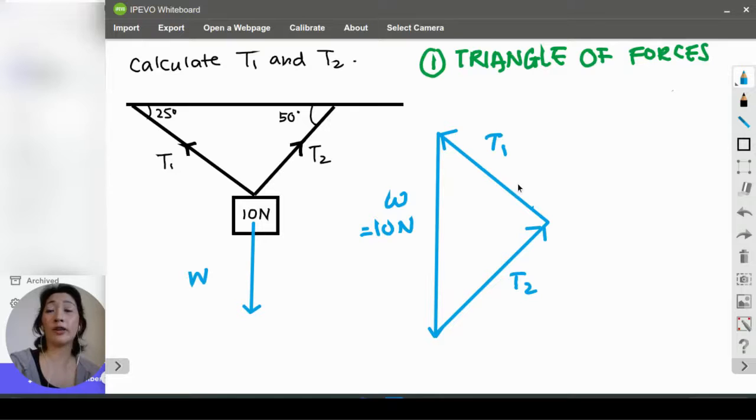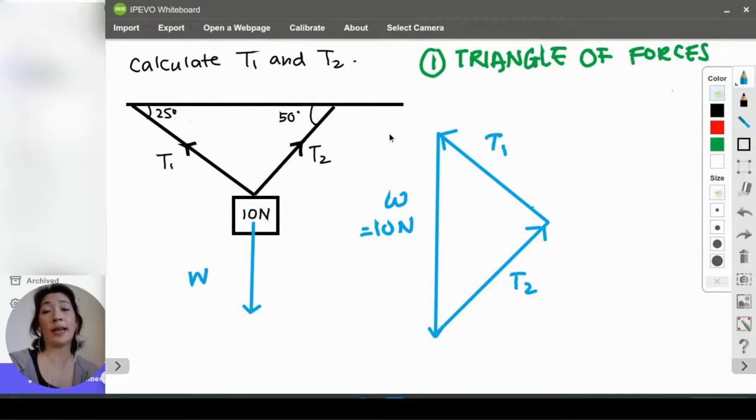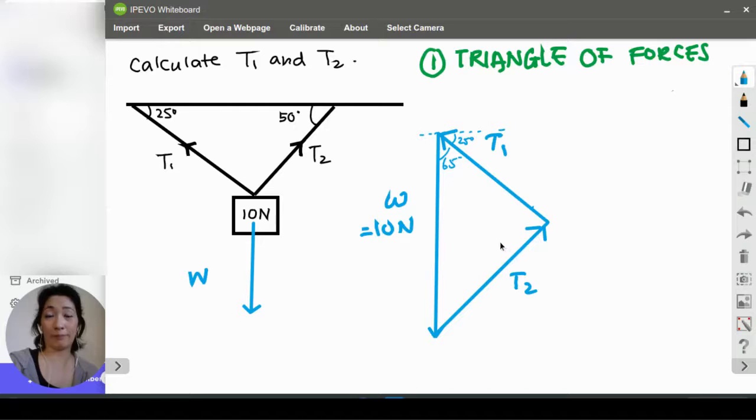In addition to drawing the triangle of forces, you also need to label where the angles are. As you can see on this section, T1 is acting 25 degrees from the horizontal. So I'm going to draw a dotted line here. This would be 25 degrees, which means the internal angle here is 65 degrees. For T2, it's acting at 50 degrees from the horizontal. So over here, T2 is a horizontal line. This would be where 50 degrees is acting.